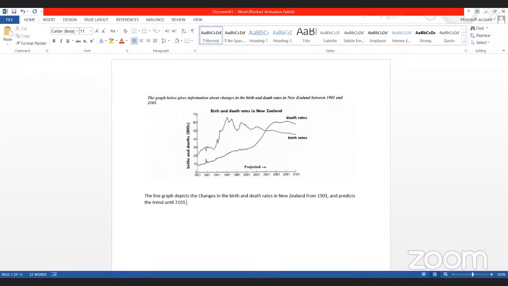Now we are talking about general cases, the overview of the graph. You can simply say between 1991 and you are directly coming to the present, the present time, not talking about any kind of future activity.